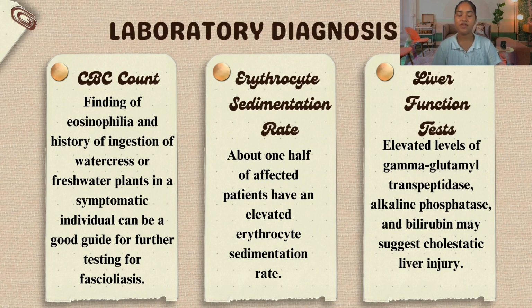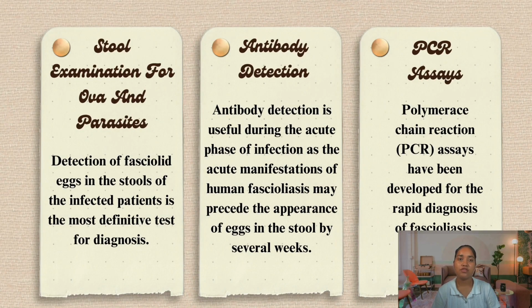The third one is liver function test. In liver function test, the elevated levels of gamma glutamyl transpeptidase, alkaline phosphatase and bilirubin may suggest cholestatic liver injury. Moving on to the fourth one, which is the stool examination for ova and parasites. In stool examination for ova and parasites, the detection of fasciolid eggs in the stool of infected patients is the most definitive test for diagnosis.